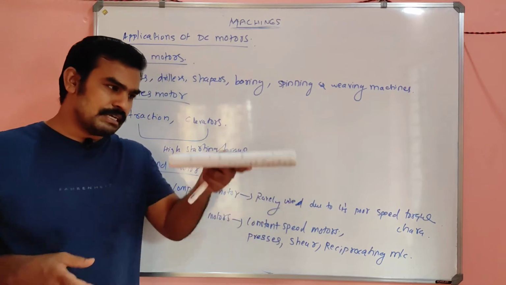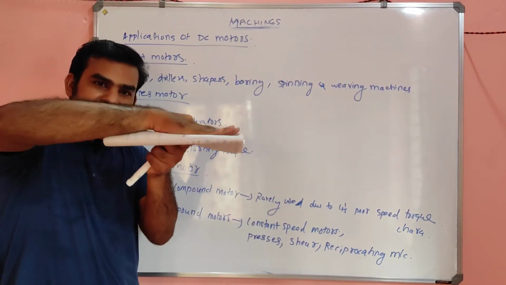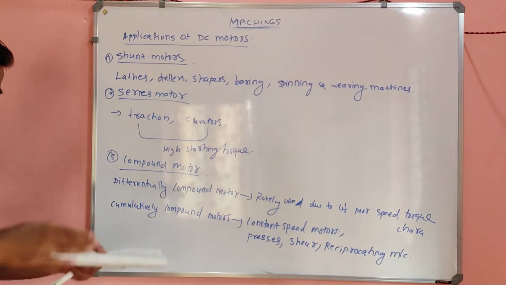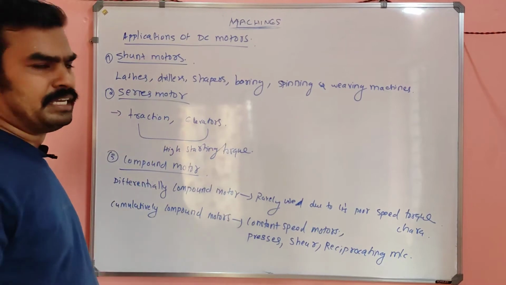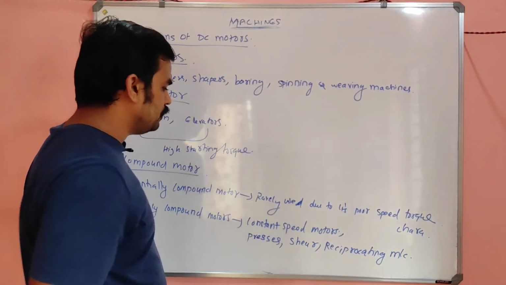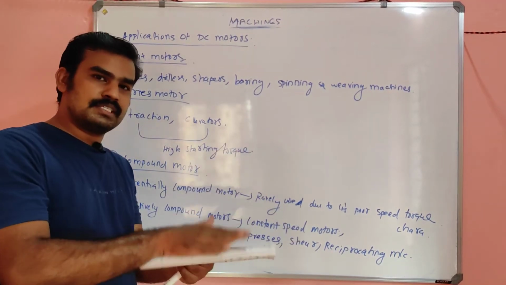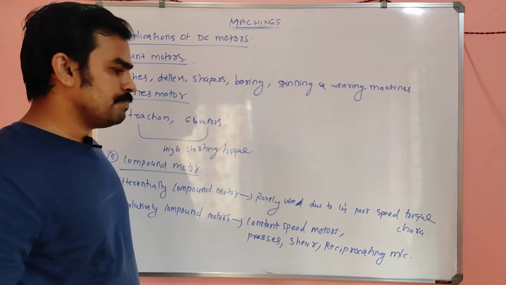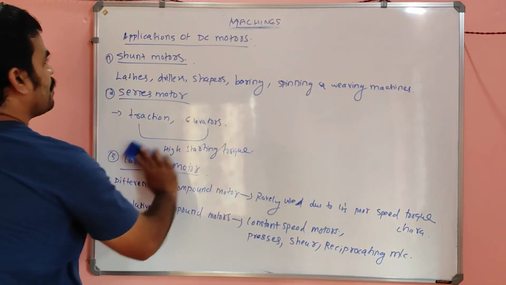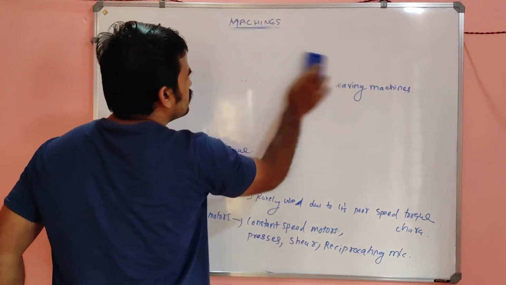So presses, shears. Shear means nothing but shearing force. What do you mean by shear? Suppose this is my book. Suppose I am applying some force like this. This is called the shearing force, my dear. So there are some shearers you can use, in many applications. When you are using shearers, at that time you can use our compound motor. So presses, and reciprocating machines, that also you know. So these are the applications.